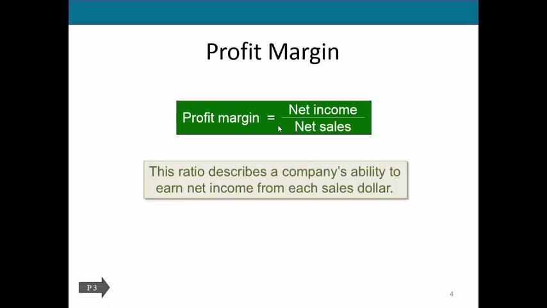So in other words, if we have very high net sales but very low net income, we're going to have a low profit margin. And this signals that although we're able to make lots of sales and bring in a lot of revenue, our expenses are way out of hand and we're not actually making any money from all of those sales.